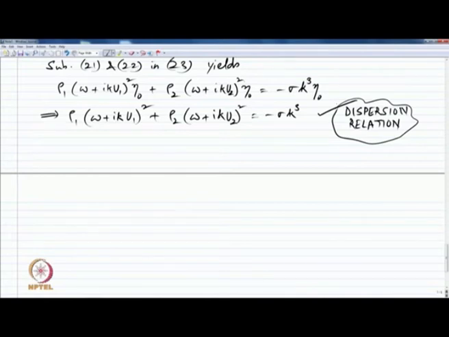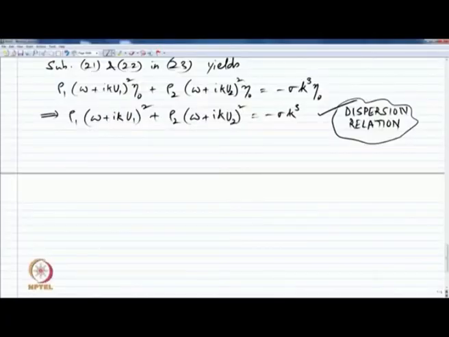This is important. Essentially what we have done is we found a condition that is written kind of nice and elegant here, that rho 1 omega plus I k u 1 squared plus rho 2 omega plus I k u 2 squared equals minus sigma k cubed. For a given k, we can use this equation to find omega. You notice that I have a quadratic equation in omega. So, for each k value, of course, given u1 and u2, rho 1 and rho 2, you have 2 roots in omega.